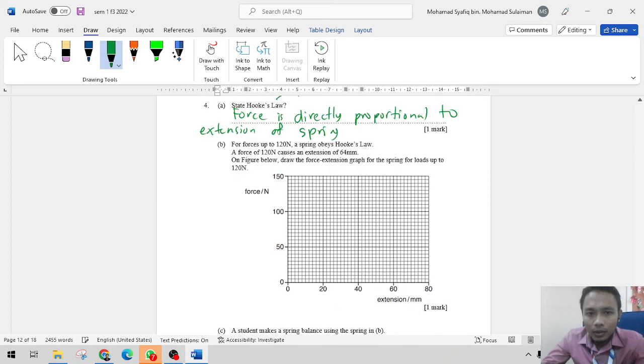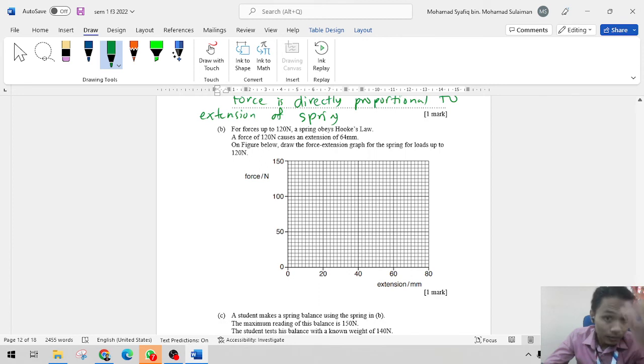Alright, so we have force 120 Newton. So it extends to 64 millimeter. So force extension, so it is a straight line to 120, 64. So it is here. So it is a straight line like this.